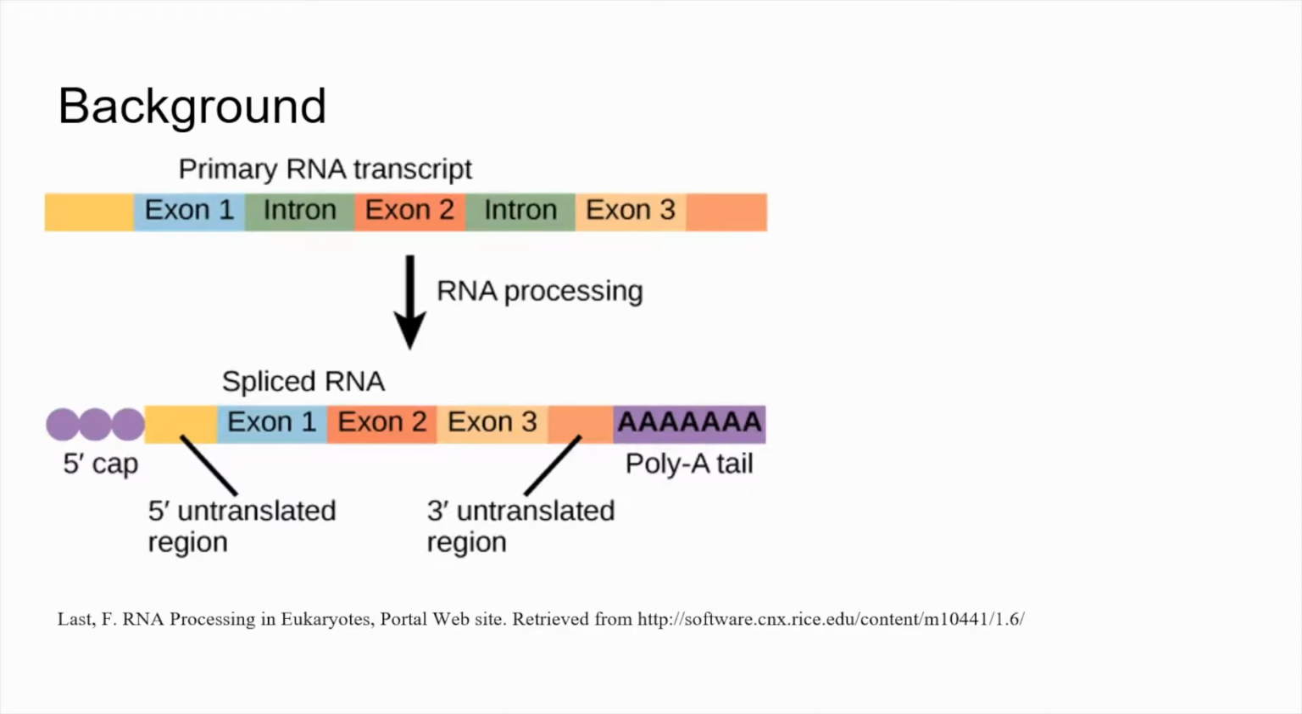So first, let's take a quick overview of mRNA processing. We know that in eukaryotes, mRNAs undergo three main modifications. There is splicing, adding of the 5' cap, and polyadenylation, and we will take a look at each modification in turn.